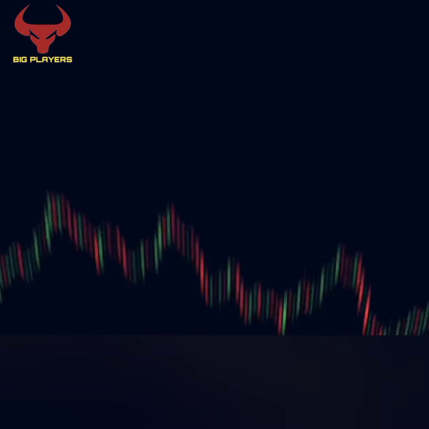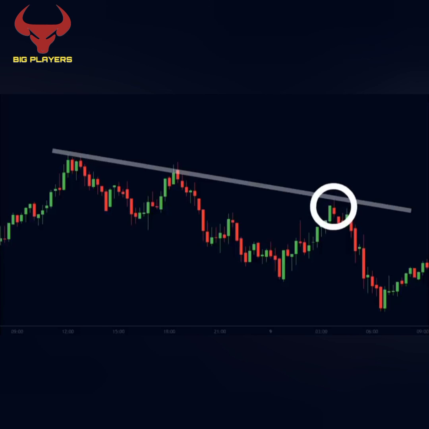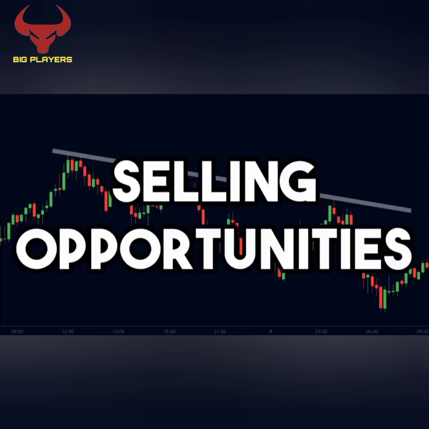Let us now look at a sell trade. Here we see that the price found resistance twice. So we stretch a trend line to mark these swing points. Now, when the price returns to the trend line for the 3rd time, we expect the price to find resistance at this level. So we will look for selling opportunities.